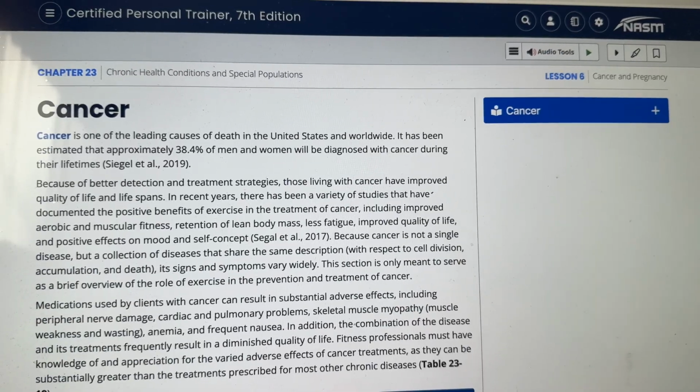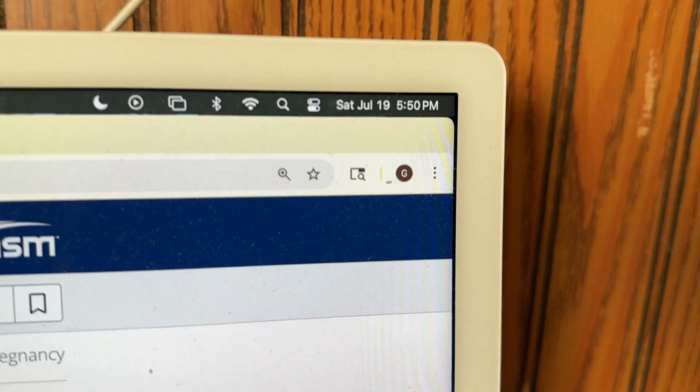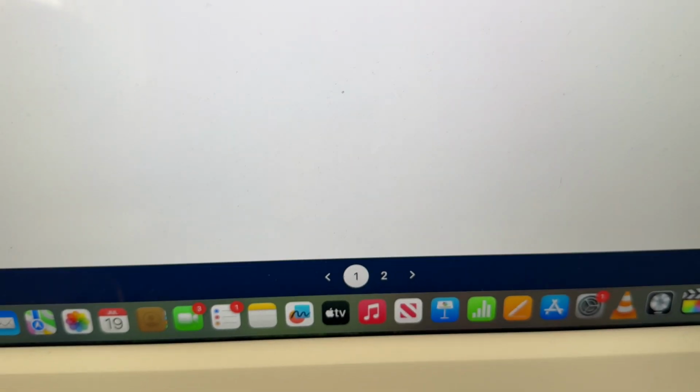Alright, chapter 23, lesson 6, cancer. 5:50, 5 pages. Not gonna lie, I did skim that last chapter. I'm gonna try my best to actually read this one, so I'll be back. Alright guys, chapter 23, lesson 6 is done. It is 5:57. I have 2 questions.